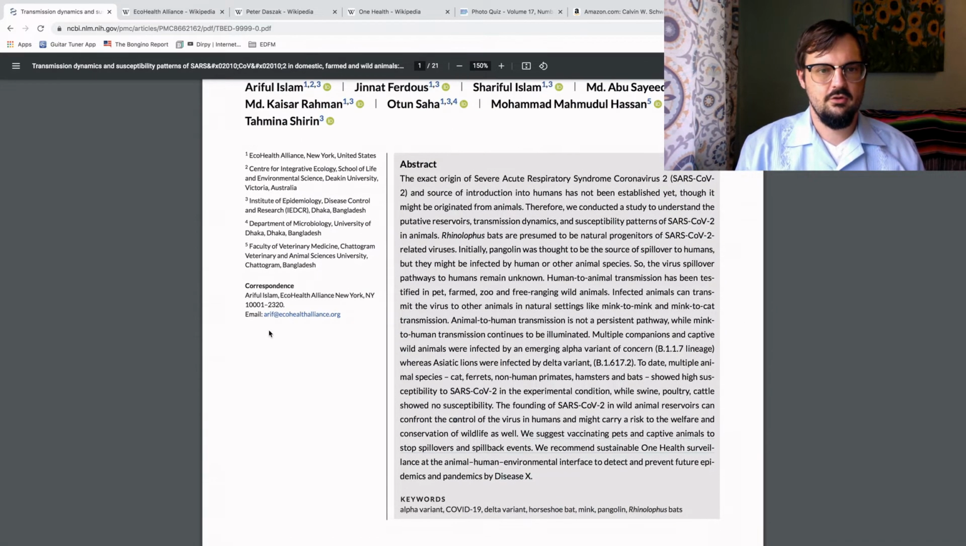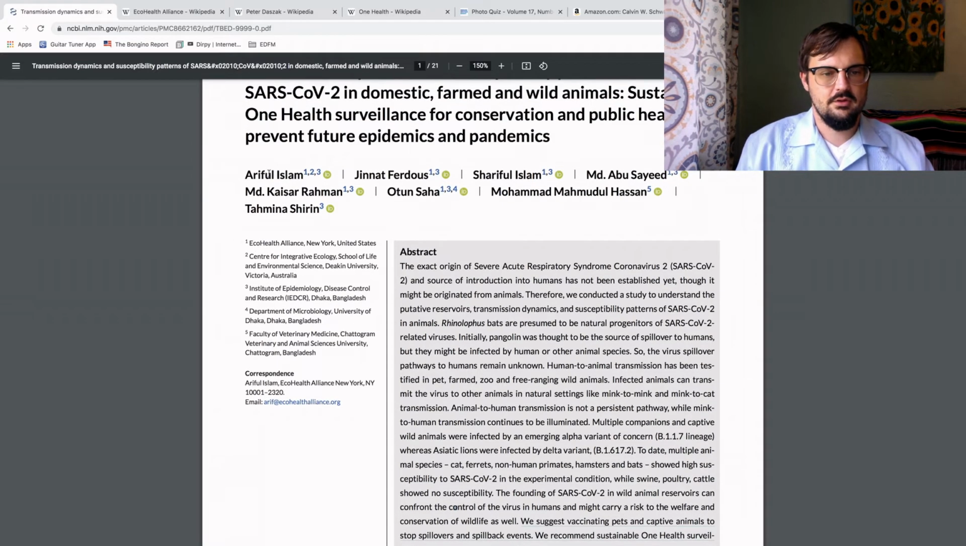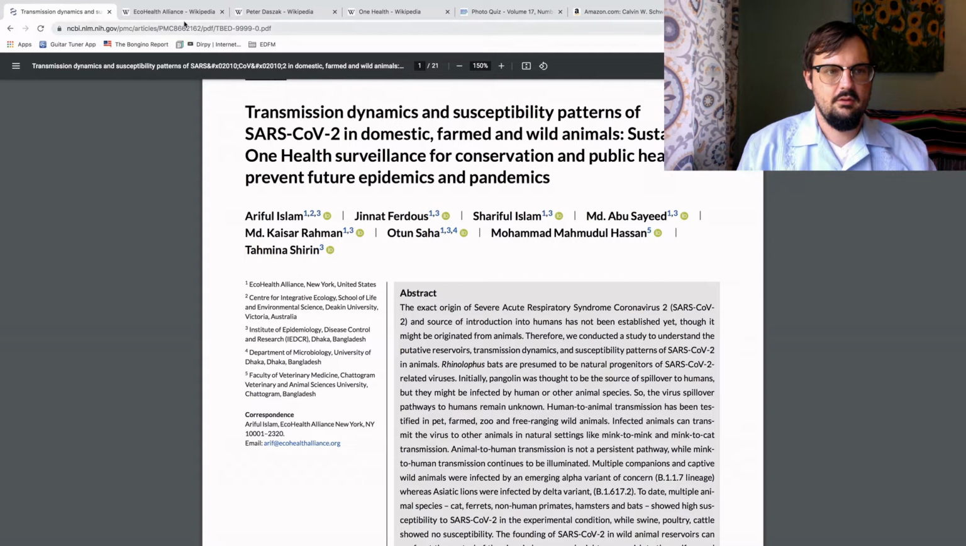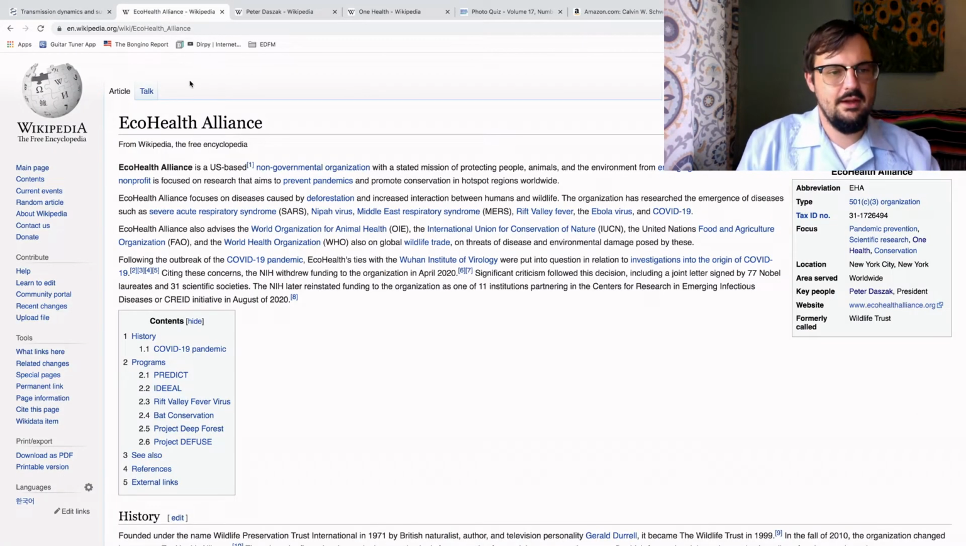So first of all, who's doing this? All of these people, if you look down here, they all have a 1 next to their name except for these two guys. So they are all involved with EcoHealth Alliance, and we're going to look at them. Almost all of them are at the Institute of Epidemiology, Disease Control and Research in Bangladesh, and the other two are just from smaller schools, I guess, in Bangladesh. So let's find out about EcoHealth Alliance, all right?